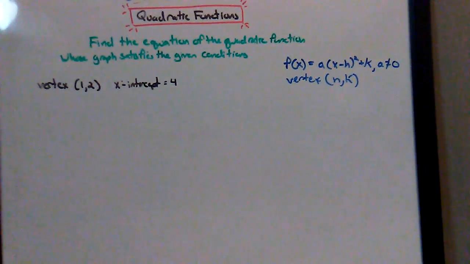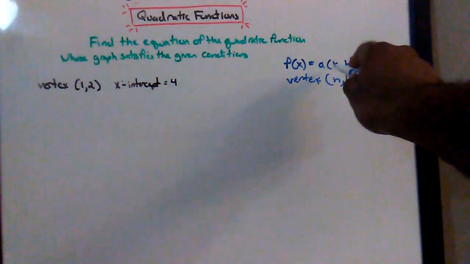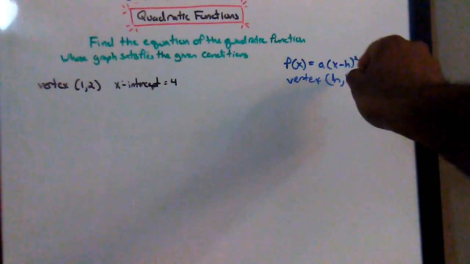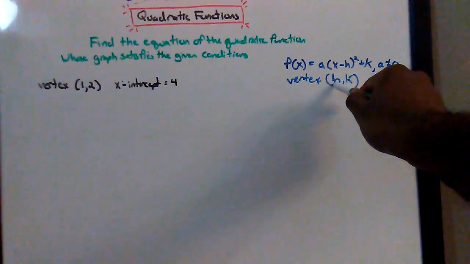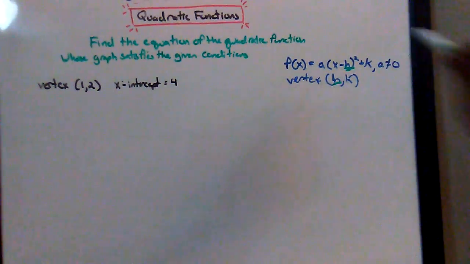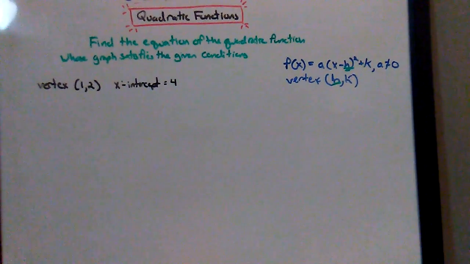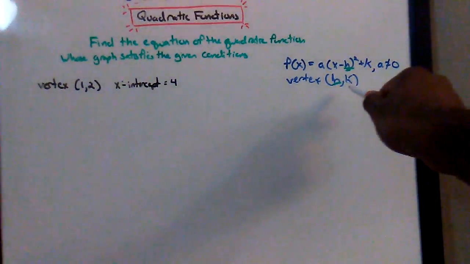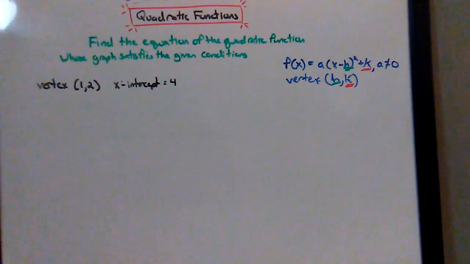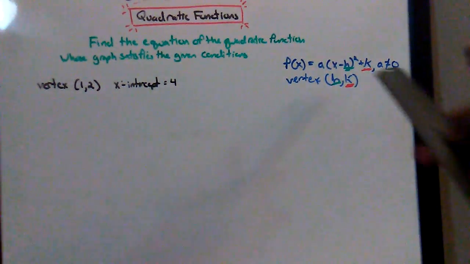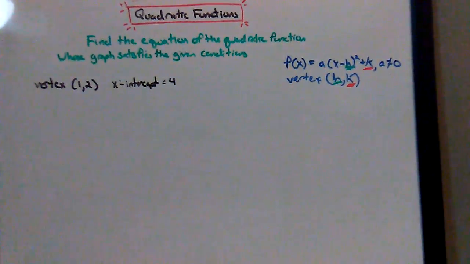Okay, so what that means is if they tell you what the vertex is, you can figure out what the h is and what the k is in a function. So the h will go there, and the k would go there. Okay, so we have our vertex, so let's start off with that. Let's take this template of the quadratic function and fill it out with our vertex.